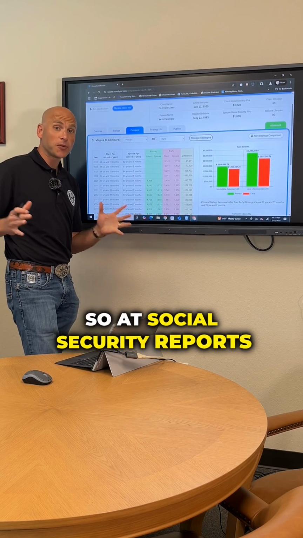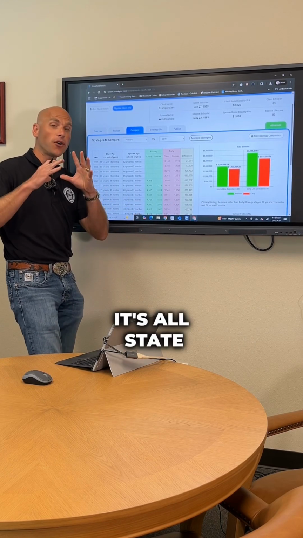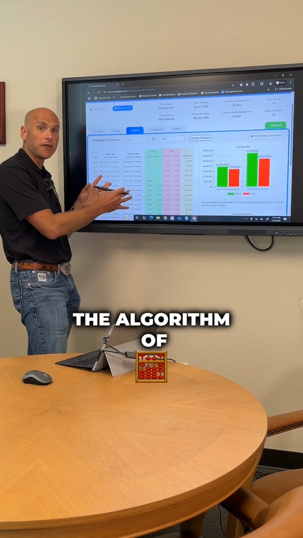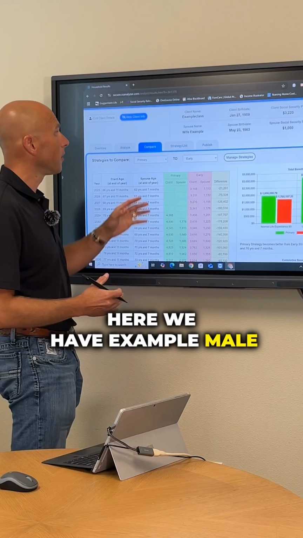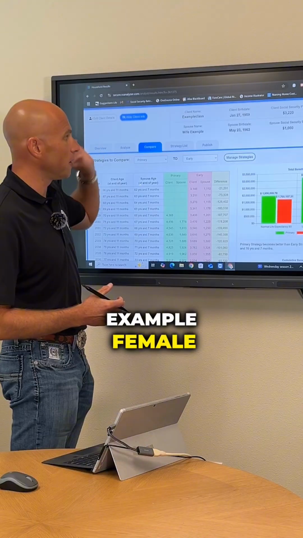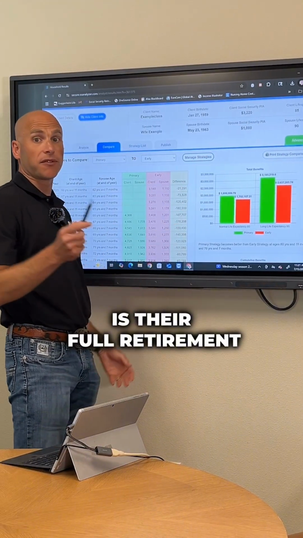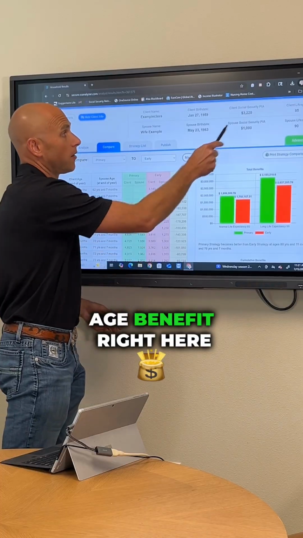So at Social Security Reports, we use a variety of different software. It's all state-of-the-art, and what it does is essentially mimic the algorithm of Social Security. Let me give you an example here. We have example male, example female, a husband and wife couple. We have their primary insurance amounts, which is their full retirement age benefit, listed right here.